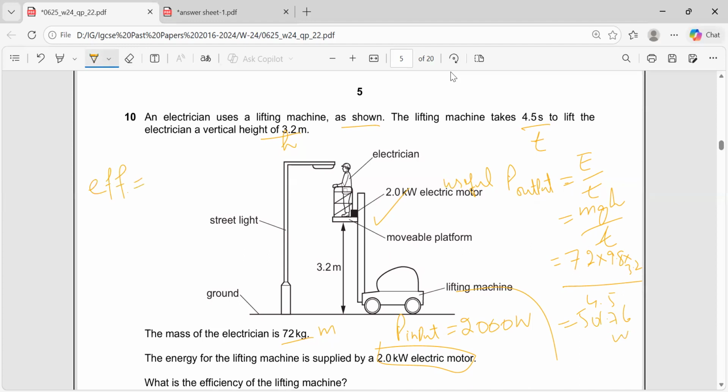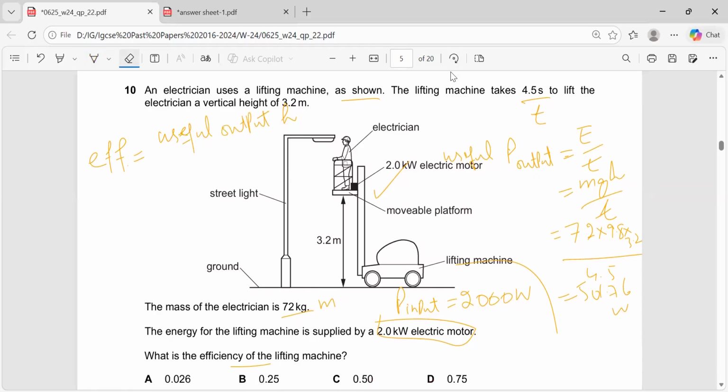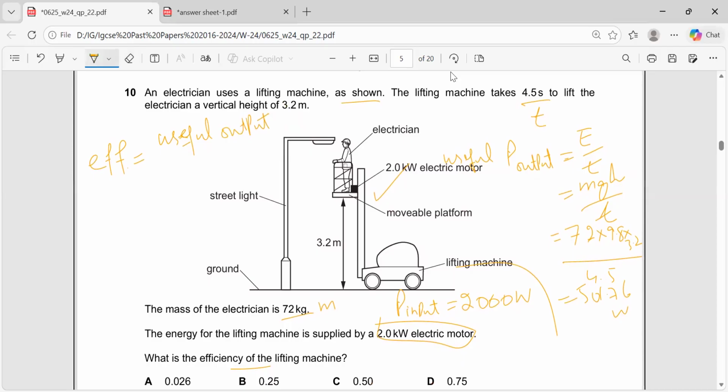Now efficiency, we are very clear. Efficiency, my dear friend, shortcut I'm using: useful output power over total input power, multiply by 100.